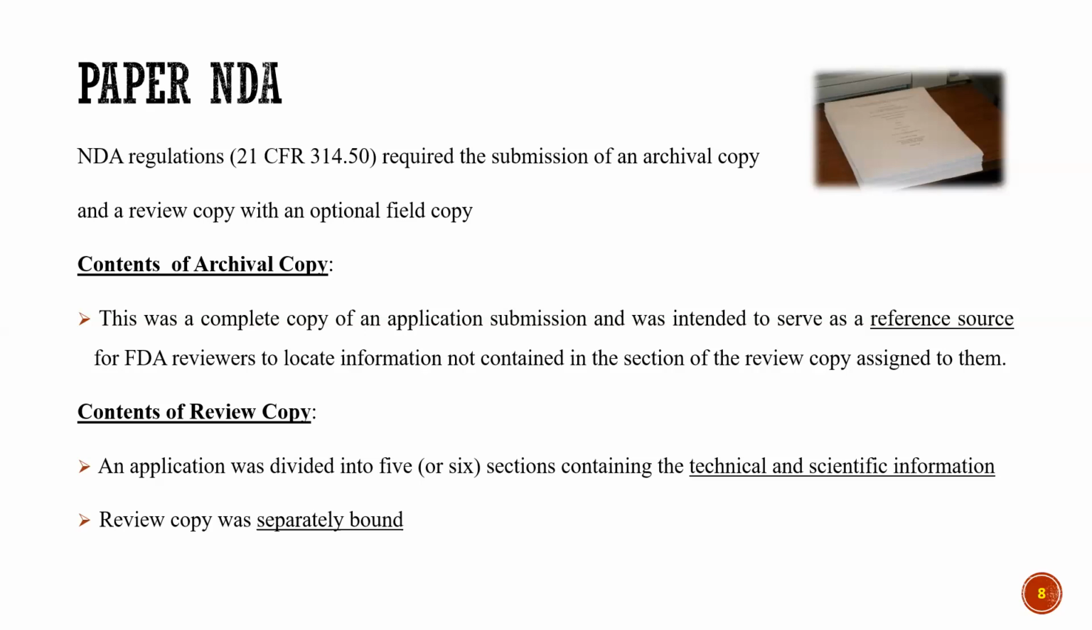For the review copy, an application was divided into 5 or 6 sections containing the technical and scientific information, and the review copy was separately bound. So the archival copy is a separate document, and the review copy is a separate document in the paper NDA. The review copy sections contain all the technical and scientific information, starting from the forms, cover letters, and technical data like quality information and drug substance information. Both are bound separately.